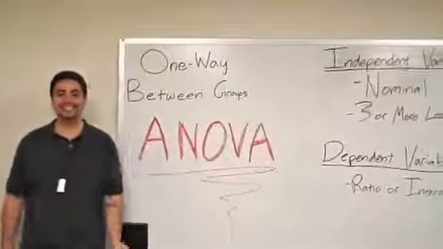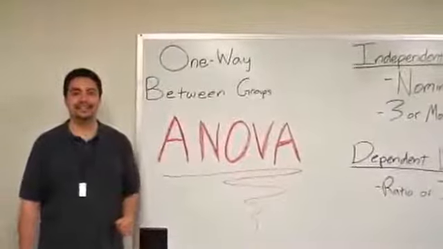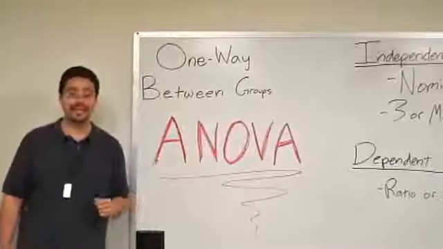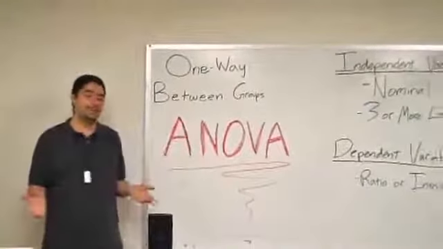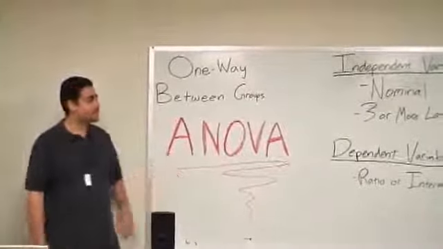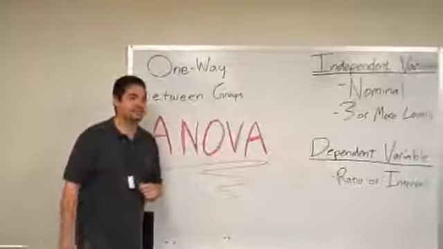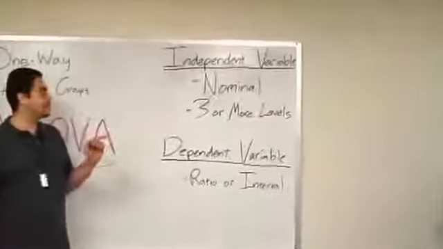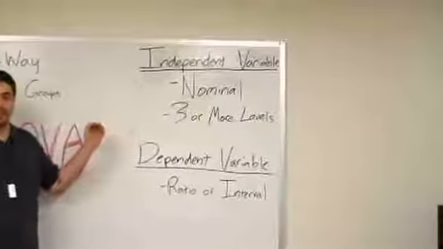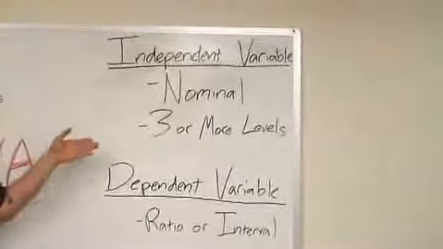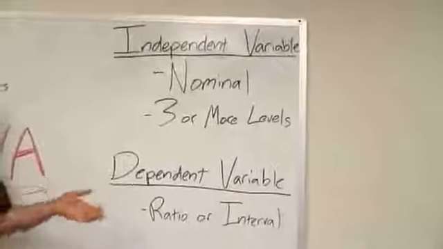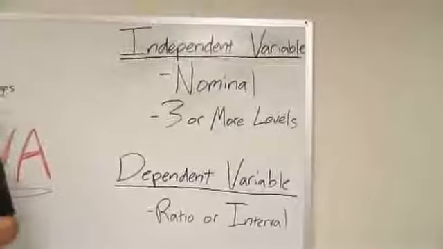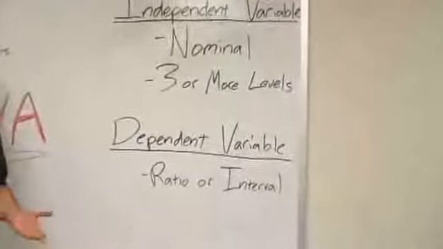Welcome. This is an exercise in a one-way between groups analysis of variance, or ANOVA, in SPSS. To run an analysis of variance, we want to have one independent variable, which is at the nominal level, and we want to make sure that it has 3 or more levels. If the independent variable only has 2 levels, then the appropriate test to run would be a t-test.